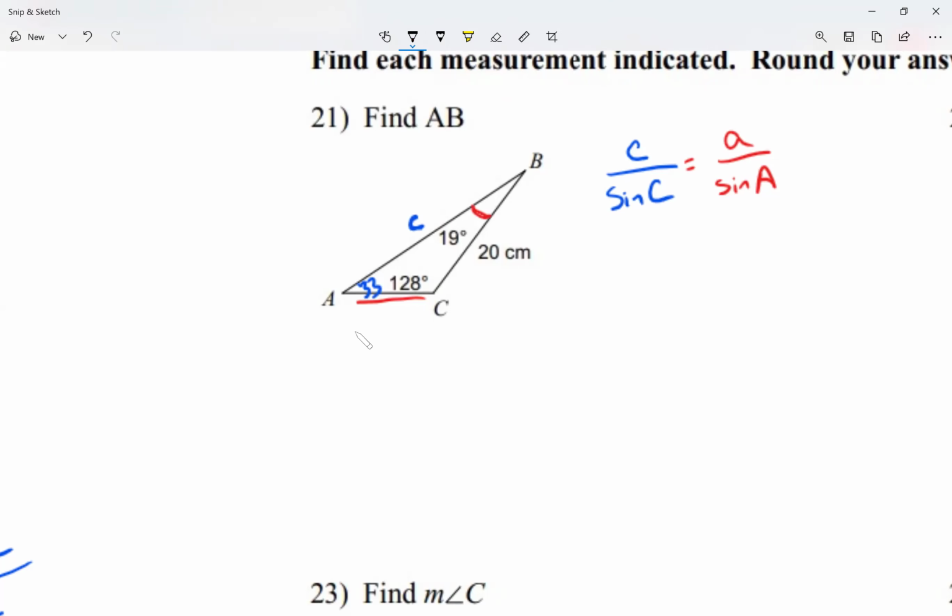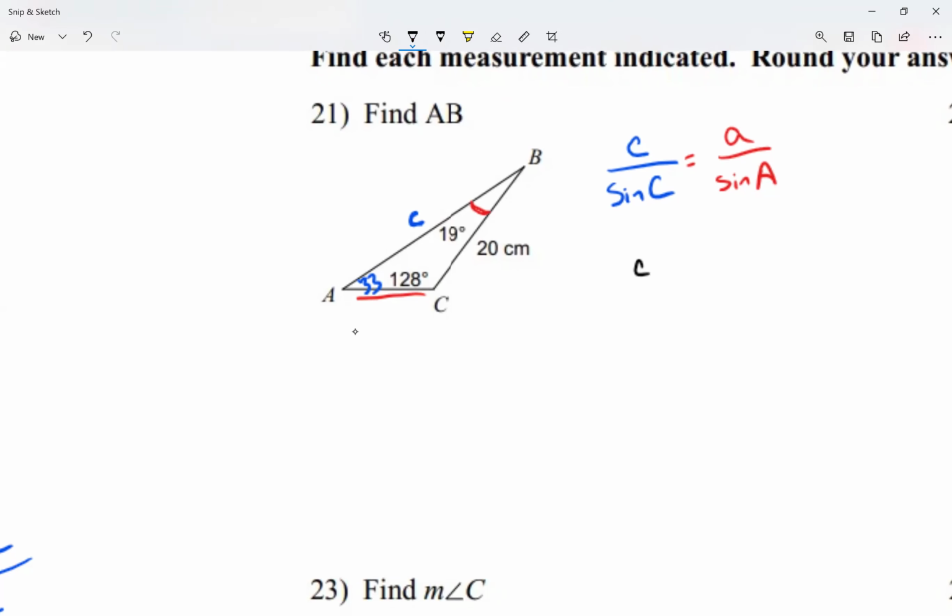Side C, I have no idea what it is. I'm solving for it, over sine of 128 degrees. I can type on my calculator sine of 128, it gives me a decimal. That's easy to solve. This is equal to 20 divided by sine of 33.